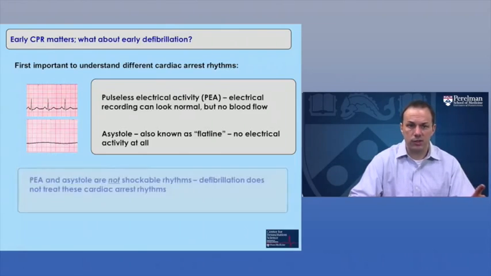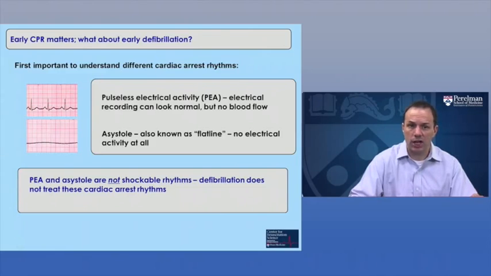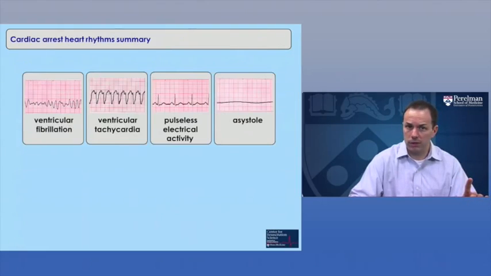Now, it turns out these two heart rhythms are not shockable. So using a defibrillator is not helpful if someone has PEA or asystole. It's only helpful if you have a shockable rhythm like VF or VT. So I want to introduce this to point out that this is where it gets sophisticated. If you're going to use a defibrillator, you have to know which is which. I should say that is if you're going to use a manual defibrillator.